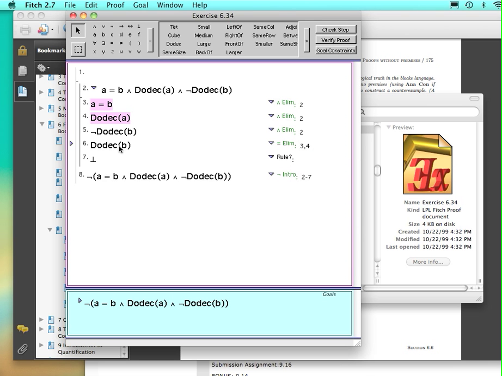So now I've got B as a dodec, but wait a minute, line 5 is telling me that B is not a dodec, and here it's telling me that B is a dodec. Well, since I have an atomic sentence and the negation of the atomic sentence, I've got a contradiction. And that is how you do a proof without premises.